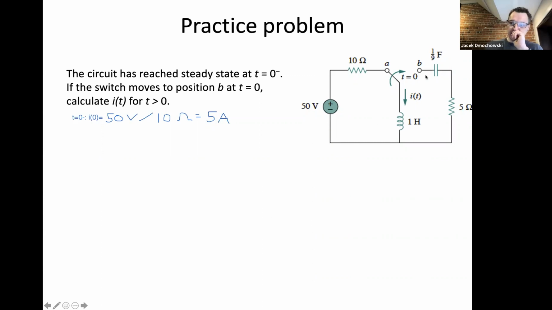Now, what about the initial value of the capacitor voltage here? What is the value of the capacitor voltage V of 0 in this circuit, with the switch at position A? Zero. Excellent. 0 volts is correct.